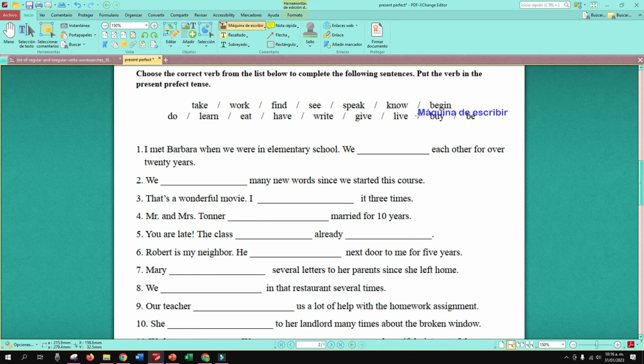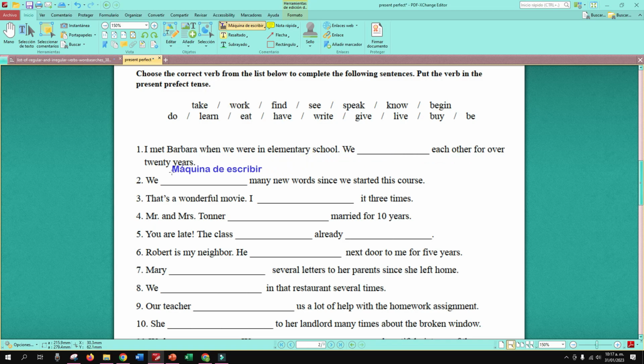It says, choose the correct verb from the list below to complete the following sentences. Put the verb in the present perfect tense. There you have a list. Make, work, find, see, speak, know, begin, do, learn, eat, have, write, give, live, buy, and be. So you need to choose the correct verb and you're going to write down those sentences in present perfect.